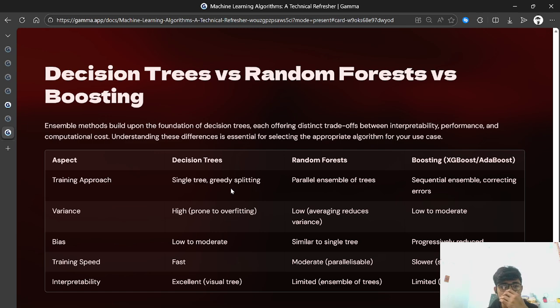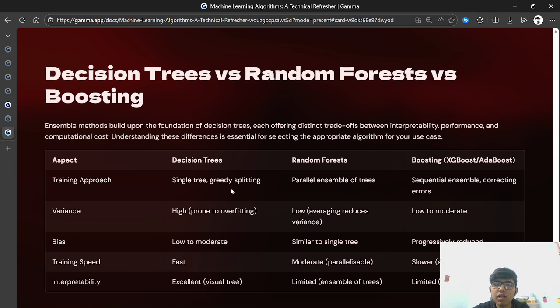A remedy to this instability is random forest. Instead of relying on one single tree, we train many trees on random subsets of the data and random subsets of the features. The forest aggregates their predictions, dramatically reducing the variance. However, the ensemble approach makes interpretation a little more tricky and difficult.